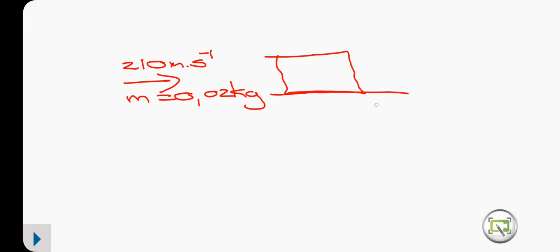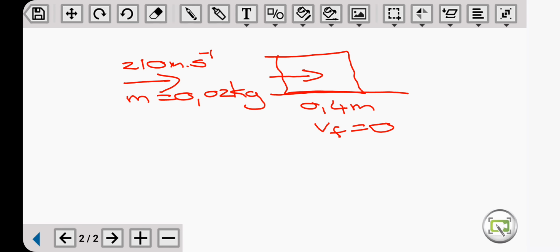Now in our next question, we see that the bullet is fired into a block which is tied to a flat surface, so it cannot move, and the bullet moves a total distance of 0.4 meters into this block before it comes to rest. All right. Now in the next question, they ask us to calculate the average net force that the block exerts on the bullet. So let's start off by looking at the information that we have.